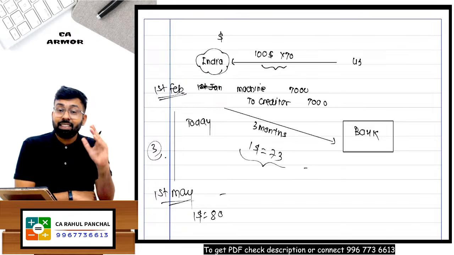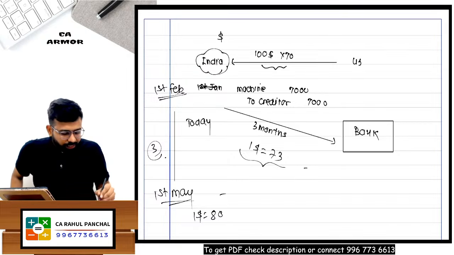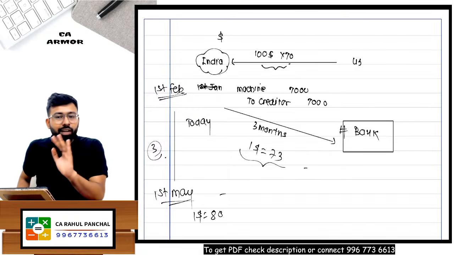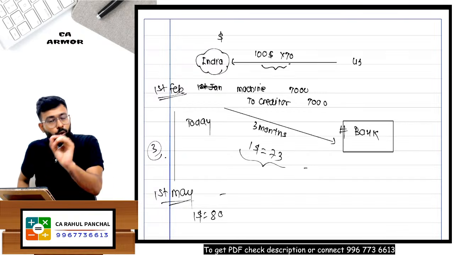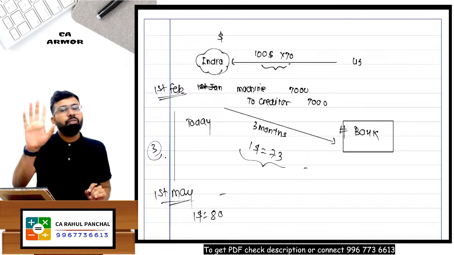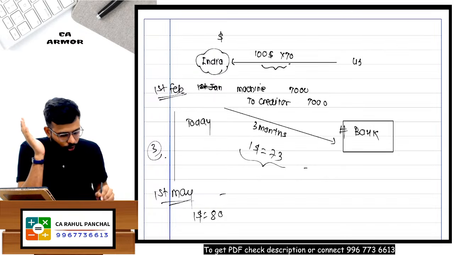So I'm still saving 7 rupees, if you understand. After 3 months, if I go to this bank, today's rate is 70, but I have made a contract with this bank that after 3 months, they will give me $1 for 73 rupees. Some contract is done. Now, if you understand, how much is my loss?